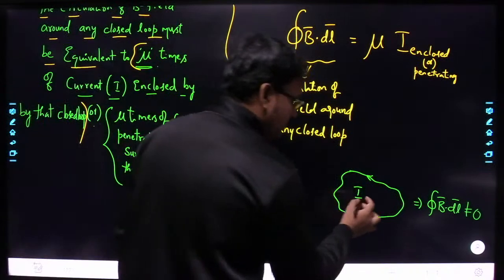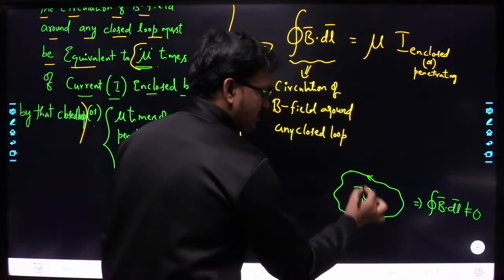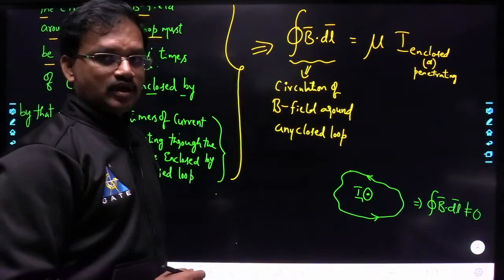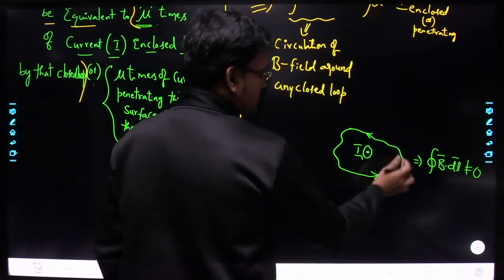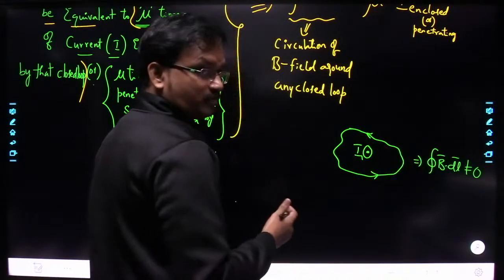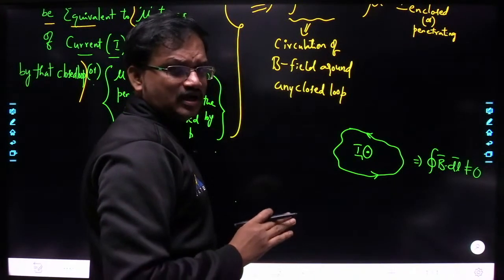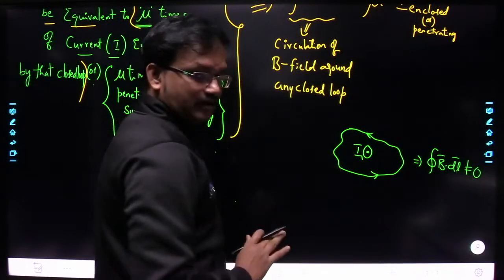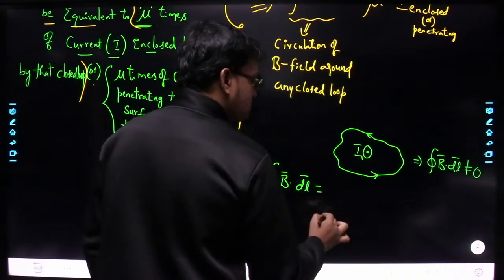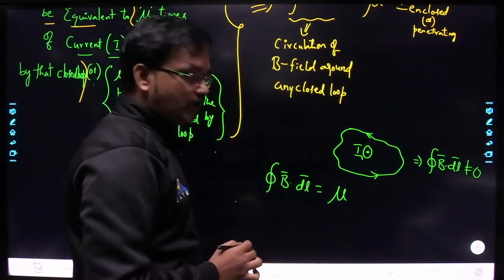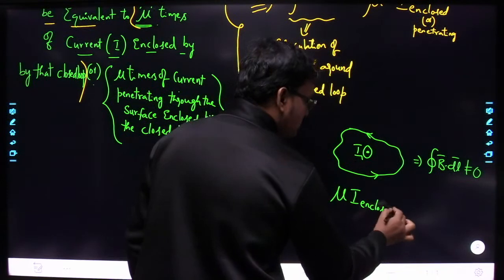So let us say the current is coming out of the board like this. Let us assume this is I1. Understood? So in this case, what Ampere's law is saying is, if the circulation of B field around any closed loop is not equal to 0, this loop must enclose some source of B field, that is nothing but current. So circulation of B field around this closed loop is equal to mu times the current enclosed by the closed loop.